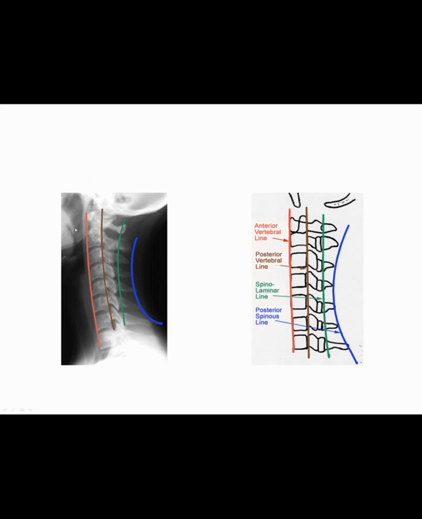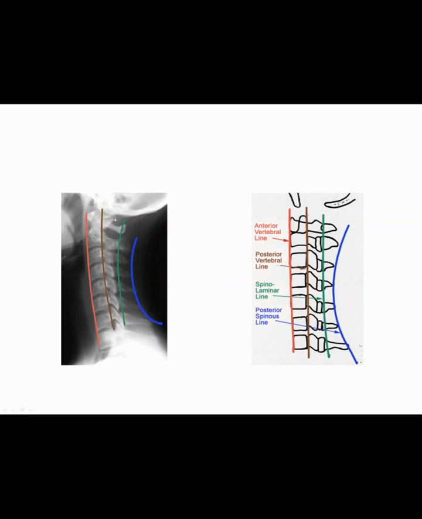This is an example of your anterior vertebral line going along the anterior margin of the vertebral bodies. This is your posterior vertebral line. You can see how it's traversing the posterior margin of the vertebral bodies. We have our spinolaminar line traveling down and aligning along the posterior margin of the spinal canal. And then lastly, our fourth line here is the posterior spinous line, going along the tips of the spinous processes.